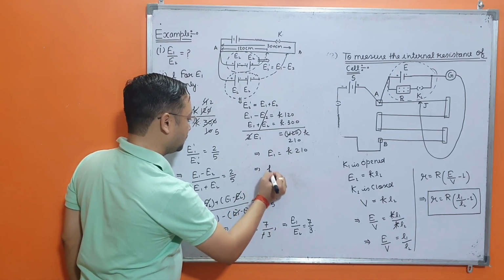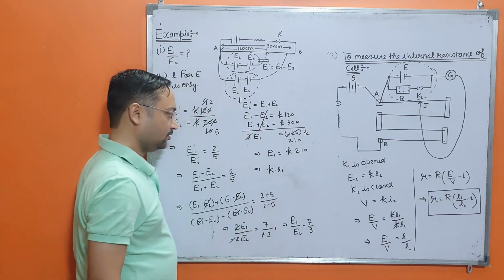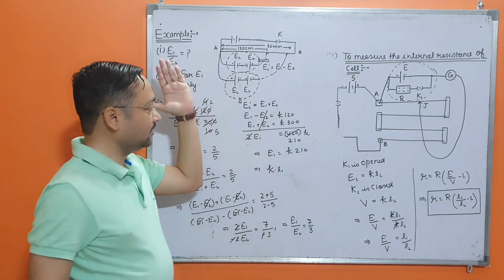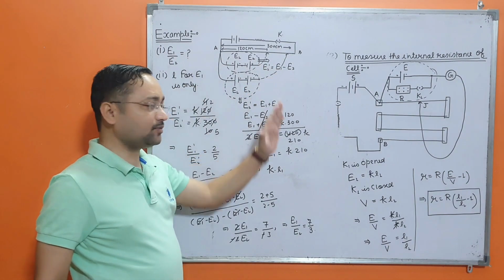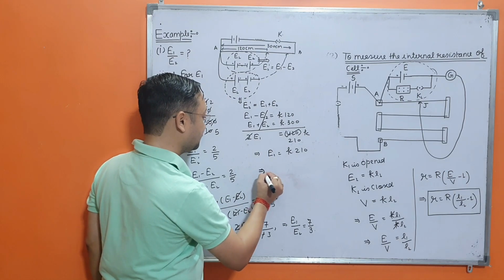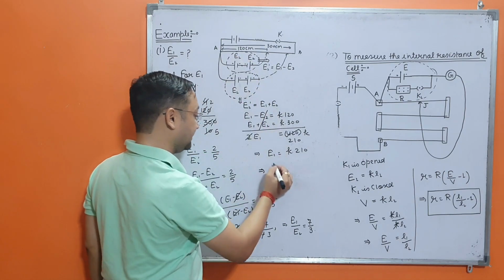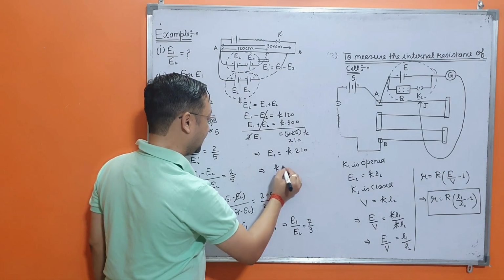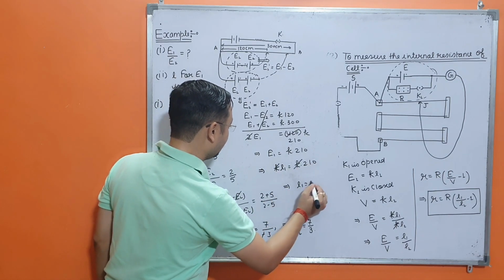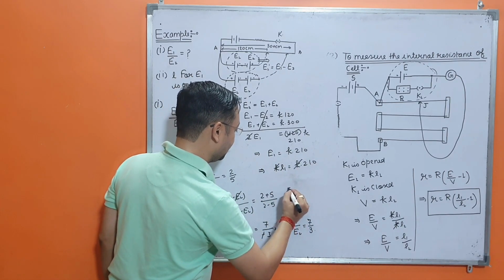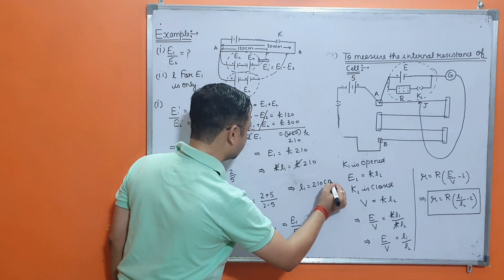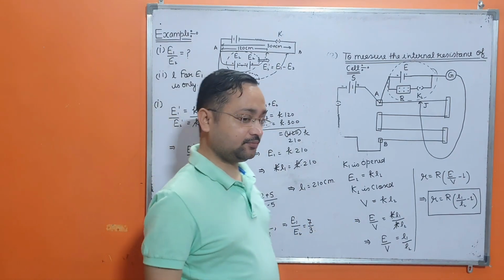E1 will be equal to K into L1. Why K into L1? Because the gradient will be the same in all the cases, because this is a wire of uniform cross section and the gradient of the potentiometer will be the same for all the cases. So let L1 be the balancing length for the cell E1 only when the cell E1 is connected here. So E1 is equal to K L1 is equal to K into 210. K and K get cancelled. L1 is equal to 210 centimeter. So this is all about the potentiometer.